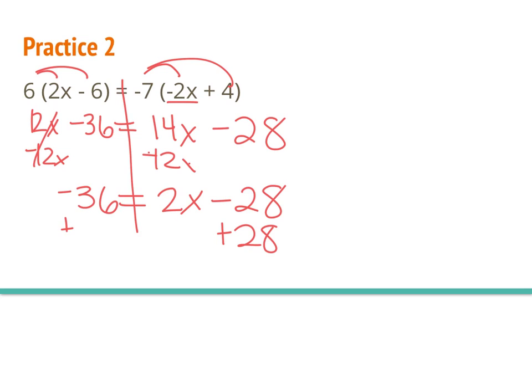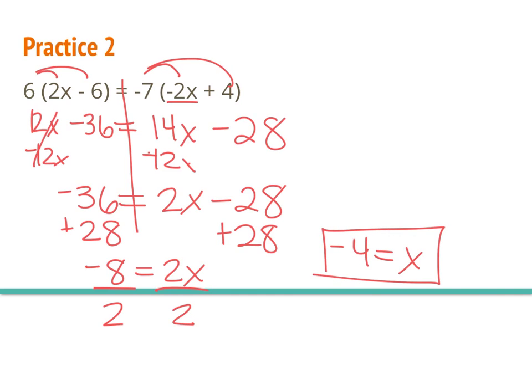And then we add 28 to both sides. We get negative 8 equals 2x. Divide by 2. We get negative 4 equals x. So this equation only has one solution, and that solution is negative 4.